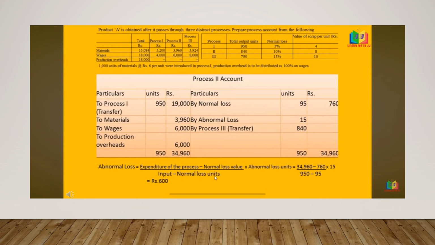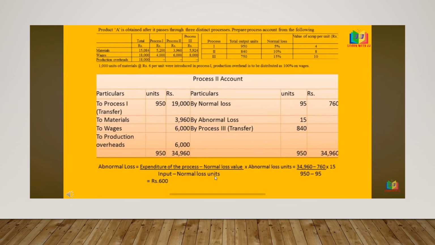So here it is given as 10% for process 2 in the question. So 950 into 10%, we get 95 units. And the amount, it is calculated by value of scrap, which is 8 rupees, and so 95 into 8 we get 760 rupees.